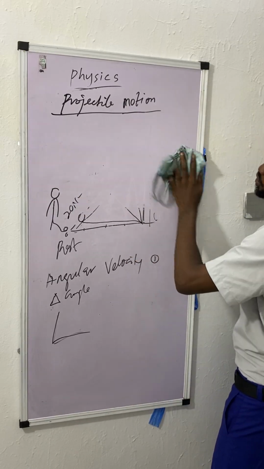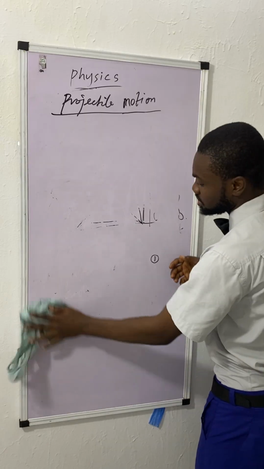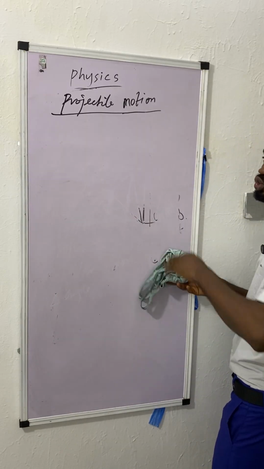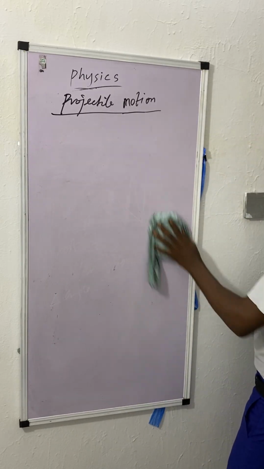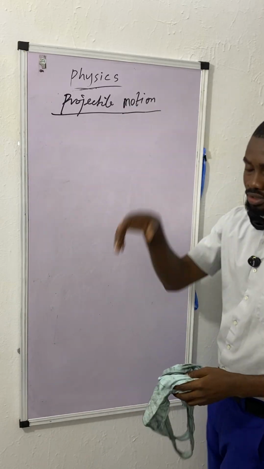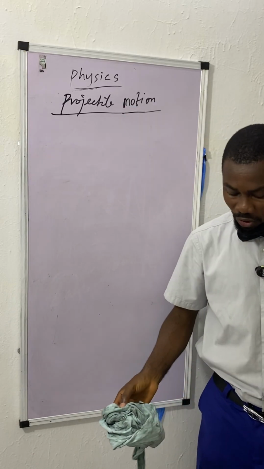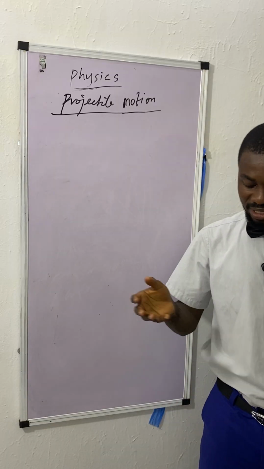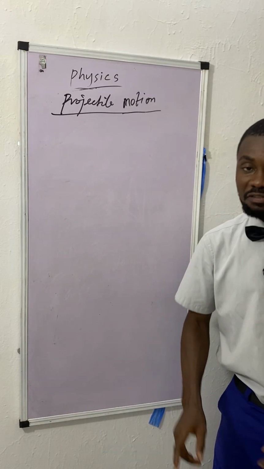Projectile is applied in sport, like in football, like the example we just did. Another one is basketball, where you drop the ball. Another one again is in rocket launchers, volleyball, ballistics and missiles.